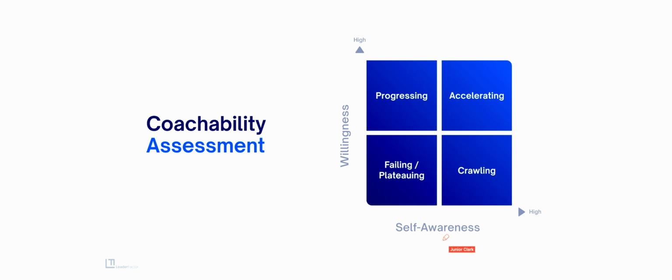You'd rather have willingness. So if you have a high willingness individual who has low self-awareness, they're still going to progress. That's why we've labeled that box as progressing. They're still going to be making some progress. But if you have high self-awareness and low willingness, we put crawling because you're barely moving. You're in first gear.